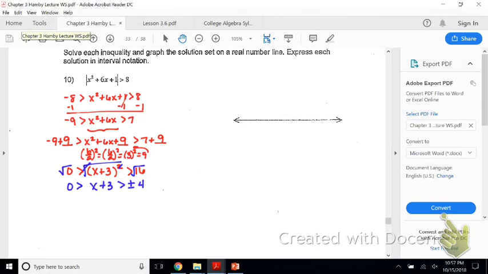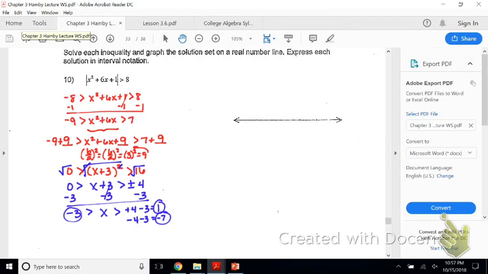And so we're just going to solve for x, so subtract the 3. We get negative 3 greater than x greater than, now be careful here because you have positive 4 minus 3, and you've got negative 4 minus 3. So you actually get 1 and negative 7. Those are the numbers that we're going to use in our intervals.